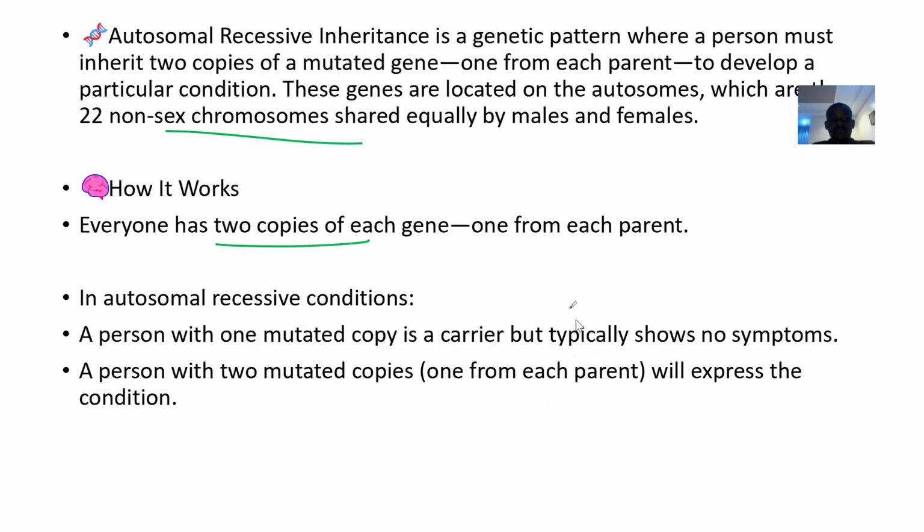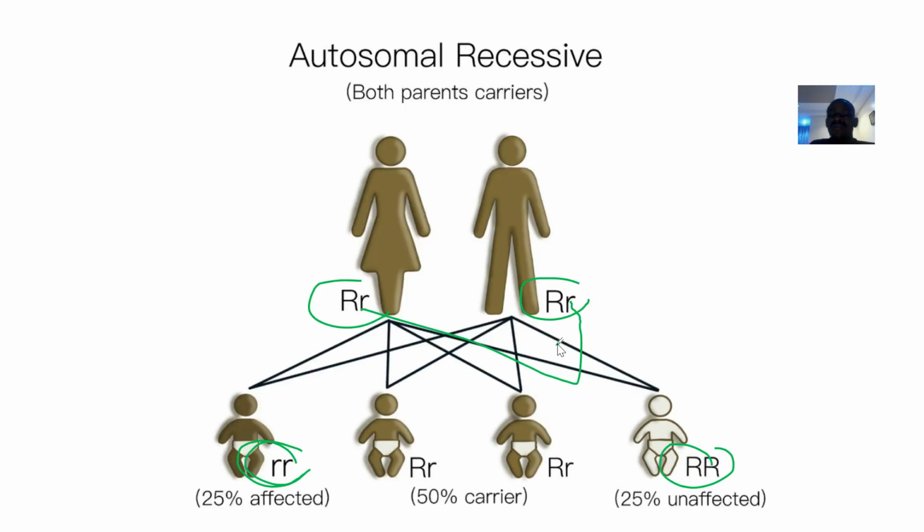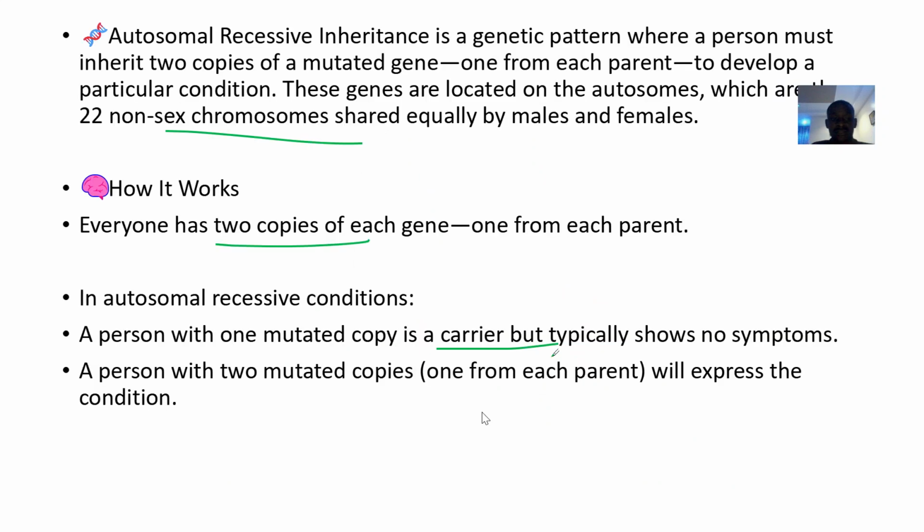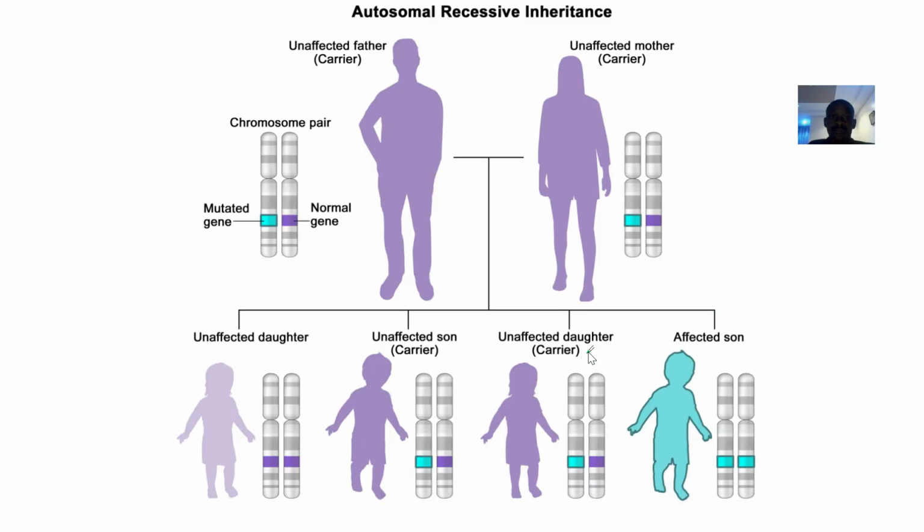You understand? So a person with one mutated copy is a carrier but typically shows no symptoms. That means if you happen to inherit only one, you won't show it. Before you can show it, you must inherit two. You understand? So a person with two mutated copies would definitely express the trait. Do you understand? Because you actually inherited the two.